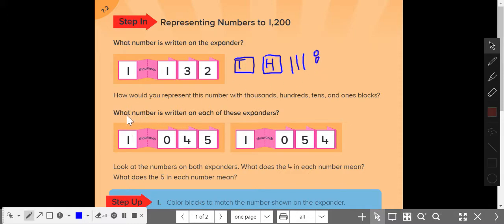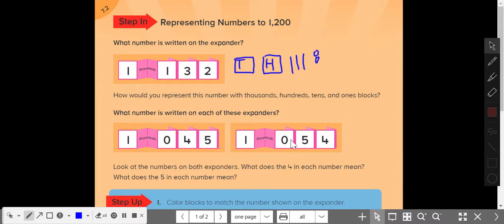Let's look at these expanders down here. What number is written on each of these expanders? On this first expander, I notice there's a 0 in the hundreds place. So we're going to read it together. But we don't have to say the 0 because it's just holding the place. So we say 1,045. Say that with me. 1,045.